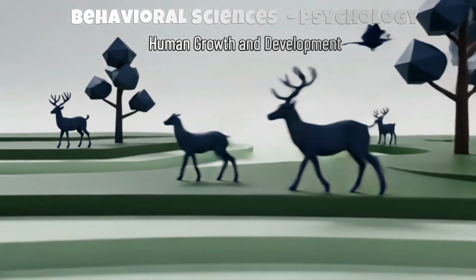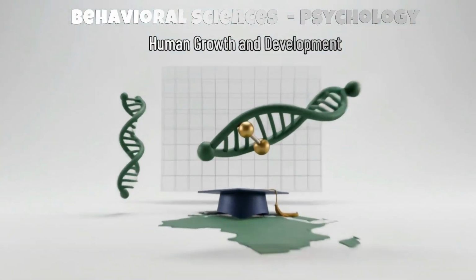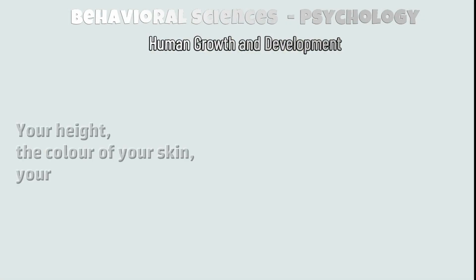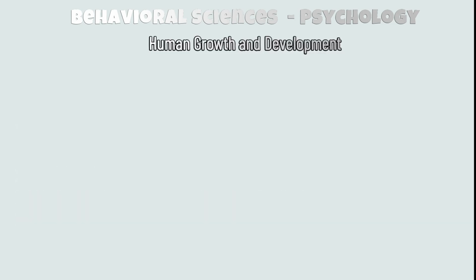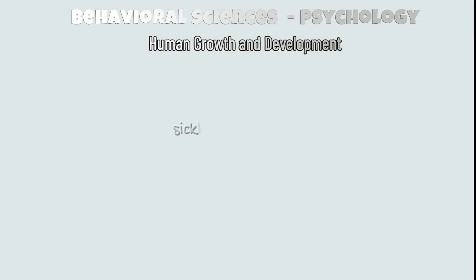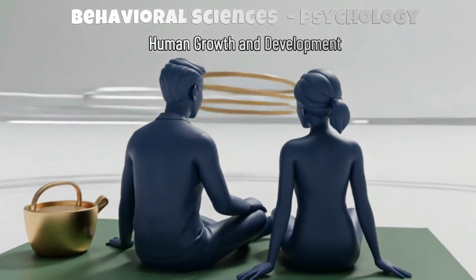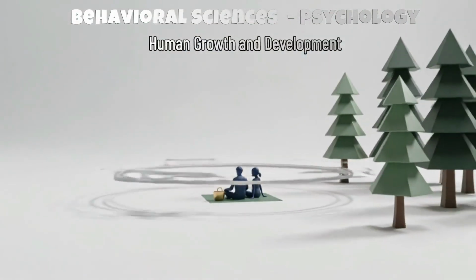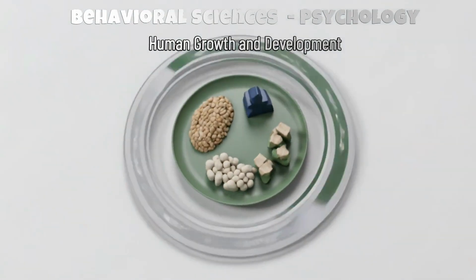The nature side of the argument says that our genetic makeup, the DNA we inherit from our biological parents, determines our growth and development. Your height, the color of your skin, your blood type, your susceptibility to certain diseases, your basic temperament, and even some aspects of intelligence are all influenced by your genes. Think about sickle cell anemia, which is a condition that disproportionately affects people of African descent. A child who inherits the genes for sickle cell from both parents will have the disease, regardless of where they grow up or how well they are fed. That is the power of nature.